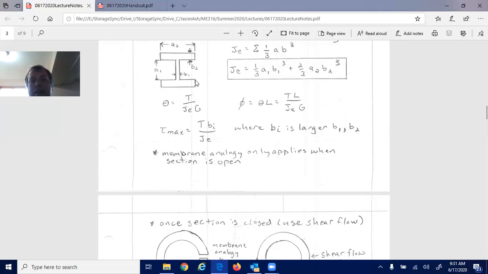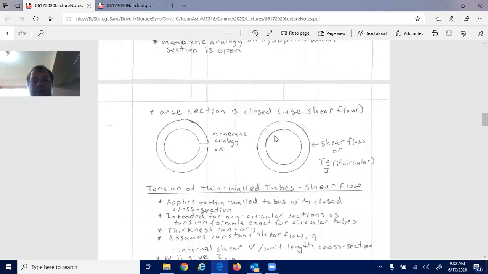But this membrane analogy only applies when the section is open. We have an example here. Once the section is closed, you have to use a shear flow method. And so I have a picture of a circular shape here with just a slot in it. And so think of this being a shaft running into the page. This is common with the 80-20 where there's slots located in things as well, but you can use the membrane analogy for this scenario. But if it's a full circular tube, you can use shear flow.